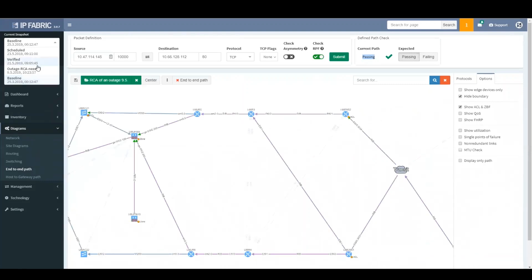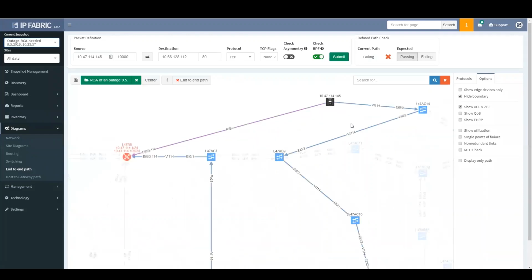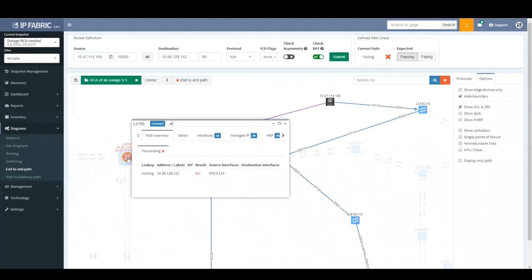So going to the outage snapshot, we can see that exactly the same path is actually failing. We can look at why this path is failing, and if indeed this is something that has caused a service outage.